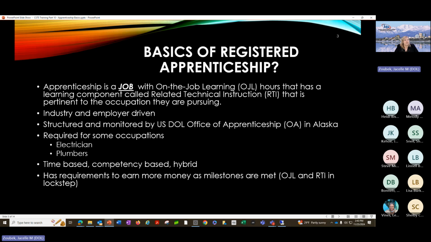So, the basics of registered apprenticeship. Apprenticeship is a job, and that is one of the primary things to remember: it is 100% a job. And it has the components of on-the-job learning.